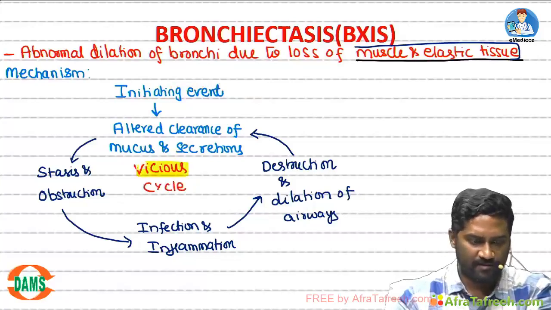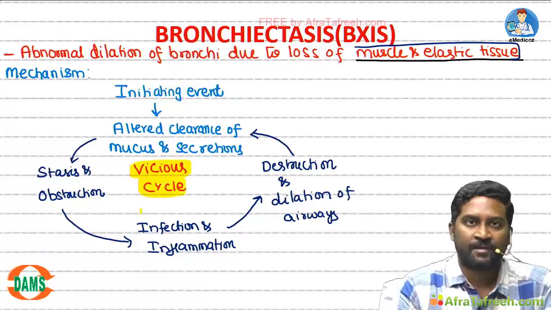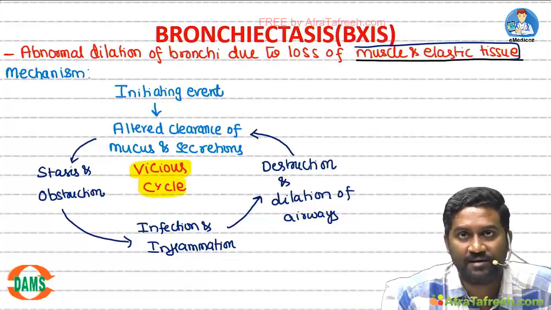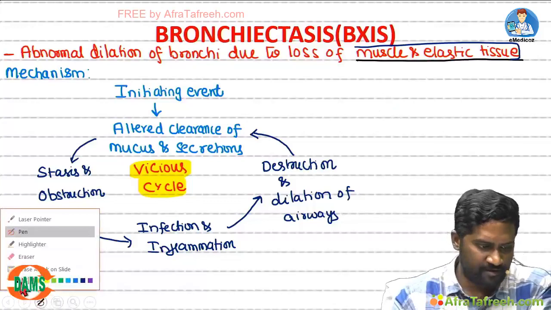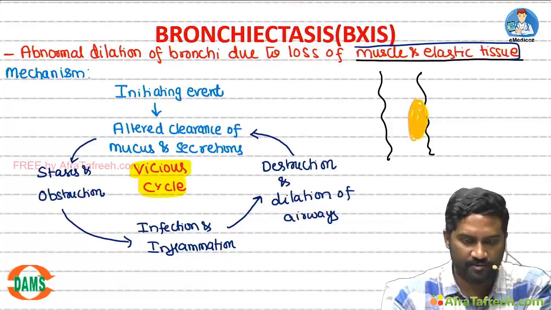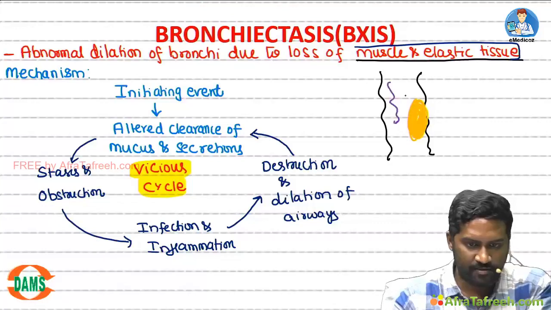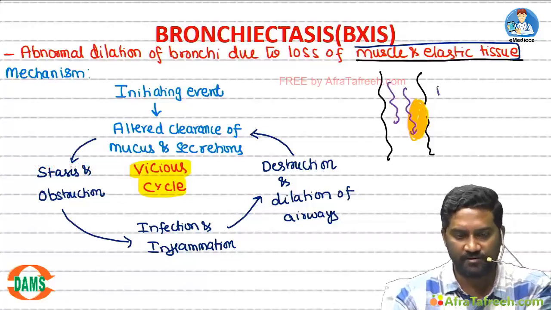So bronchiectasis is a sequence of continuous events. What are they? Stasis, obstruction, infection, inflammation, destruction, dilatation. Because of this, at any point of time, if you see the airway, it will be abnormally dilated. It will be filled always with some secretions. So whenever air is flowing in these secretions, you will get a bubbling sound called coarse crepitations.